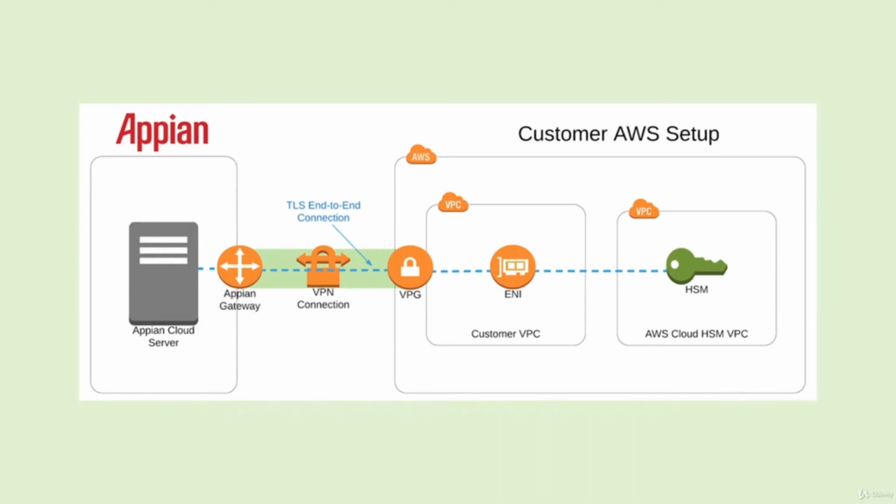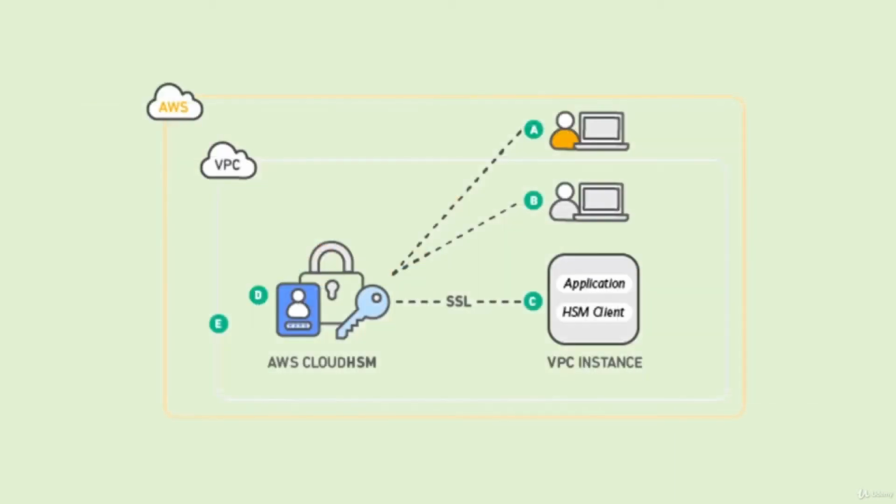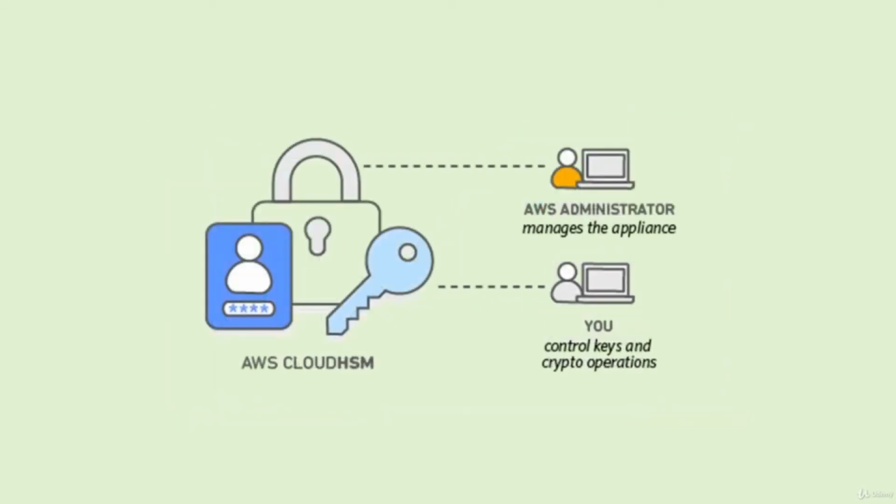We could also integrate HSM with different applications or cloud vendors as well, like Appian, SAP, and different tools like that. We could also integrate with VMware Cloud. We have the Cloud HSM, where we have a person who has control of the keys and crypto operations. Then there is an AWS administrator who manages the appliances and different DevOps tools.